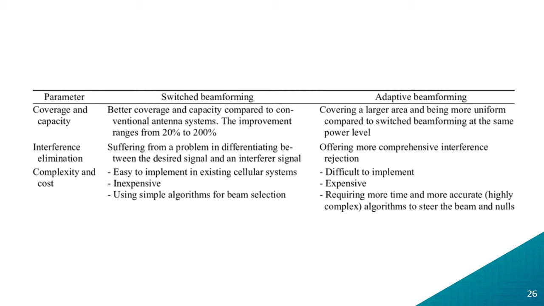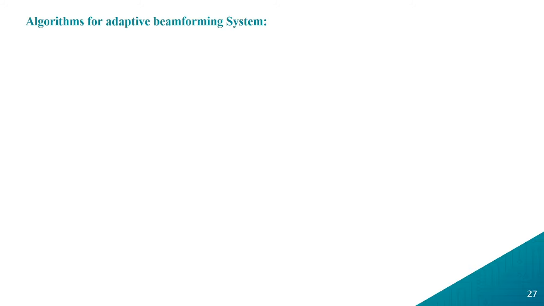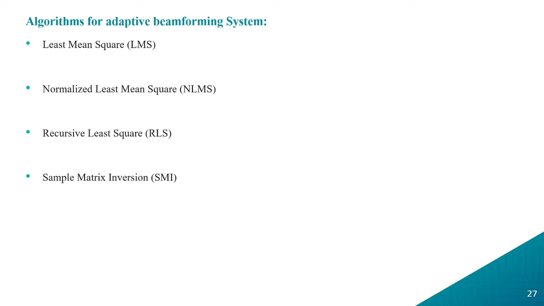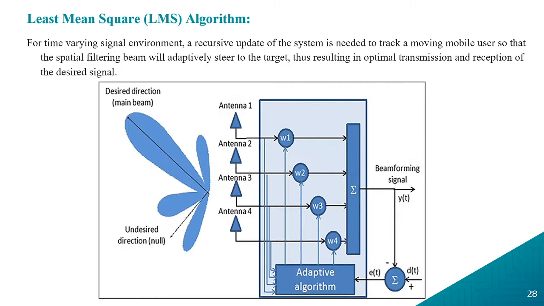And here is the comparison between switched beamforming and adaptive beamforming techniques. Adaptive beamforming has a major advantage over fixed beamforming with respect to coverage, capacity and interference rejection, but it is a complex and expensive system compared to fixed beamforming. Now, there are different algorithms for adaptive beamforming like least mean square (LMS), normalized least mean square (NLMS), recursive least square (RLS), and sample matrix inversion (SMI). The most efficient algorithm is considered to be the least mean square algorithm, so we will see this here.